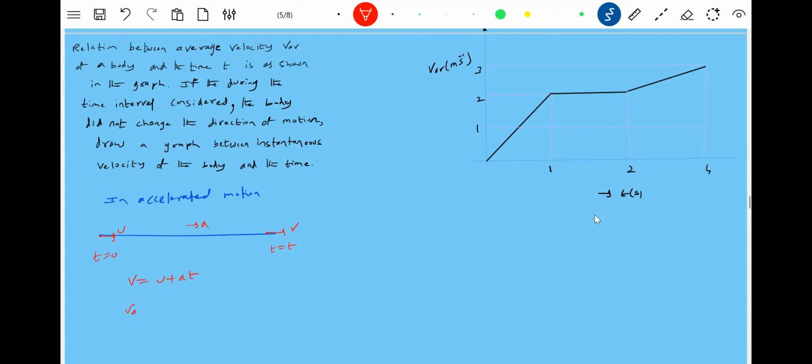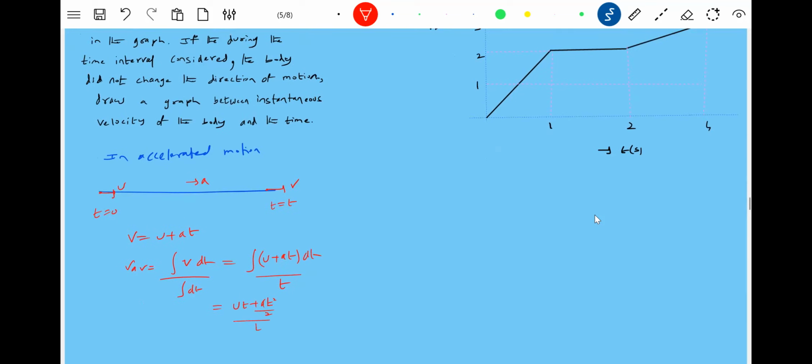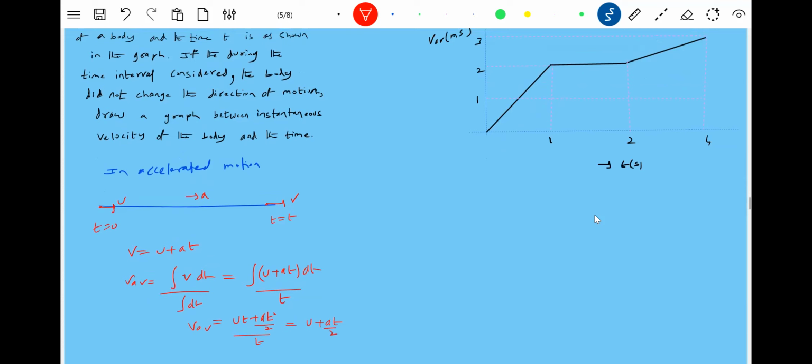What is the average velocity for this motion? Already we have discussed. Once again, I'm just writing it. So this should become the integral of (u plus at) dt by t. Solving this, finally we'll end up with u plus at by 2. So this is an expression for average velocity as a function of time.